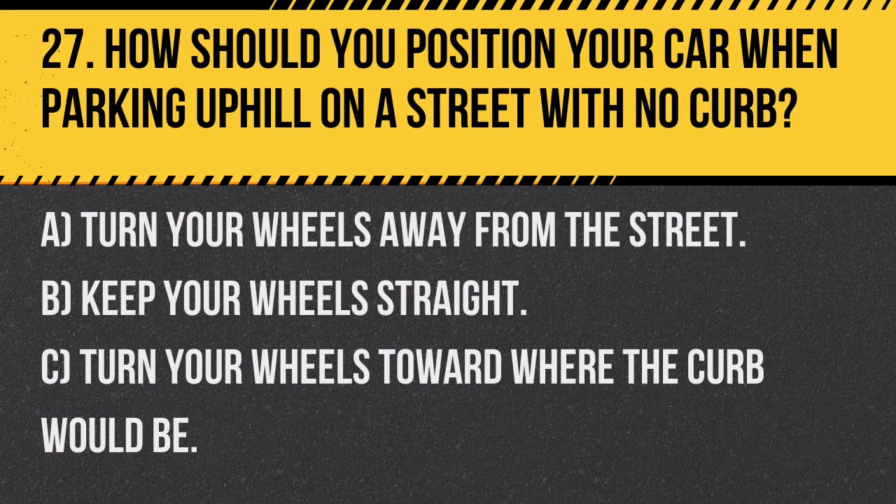Question 27. How should you position your car when parking uphill on a street with no curb? A. Turn your wheels away from the street. B. Keep your wheels straight. C. Turn your wheels toward where the curb would be. Answer: A. Turn your wheels away from the street. This way, if your car rolls, it rolls away from traffic.